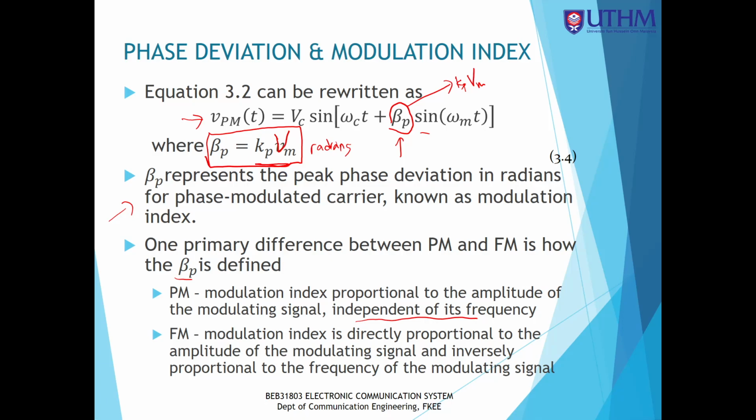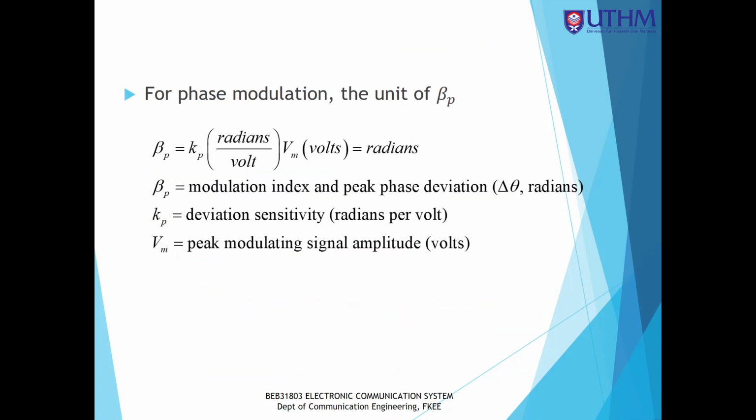And you're going to see later what happens to the modulation index for FM. It's slightly different, so we're going to see about that later. So beta P is equal to Kp Vm. The unit for Kp is radians per volt. If you multiply it with the peak amplitude of the modulating signal in volts, you get the output, and the final value is in radians. So this is beta P.